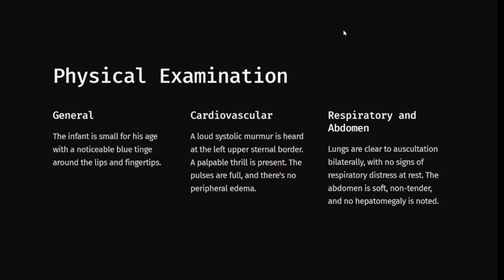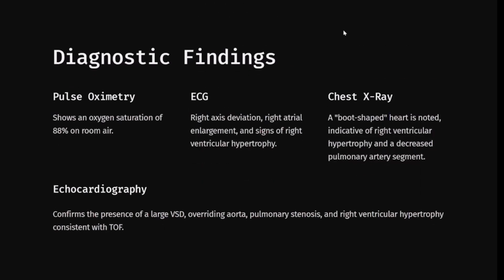Diagnostic findings: pulse oximetry shows an oxygen saturation of 88% on room air. ECG: right axis deviation, right atrial enlargement, and signs of right ventricular hypertrophy. Chest X-ray: a boot-shaped heart is noted, indicative of right ventricular hypertrophy and a decreased pulmonary artery segment. Echocardiography confirms the presence of a large VSD, overriding aorta, pulmonary stenosis, and right ventricular hypertrophy consistent with TOF.